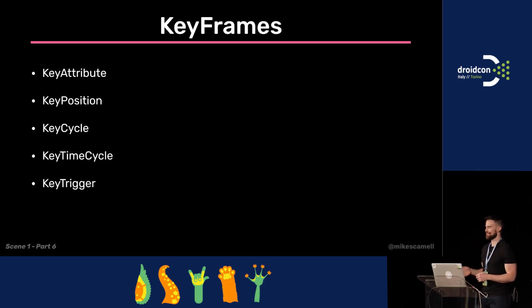Key position allows you to modify the path of a view during the transition. We'll explore this more later. Key time and key time cycle allow us to add some interesting cyclical effects to our animations and transitions using waves. Think of things such as bouncing or shaking. And finally, key trigger allows you to call a function on a widget at a certain time in the animation. For example, calling hide on a floating action button when you're swiping down.